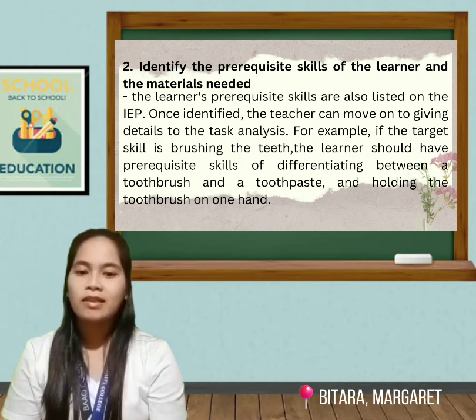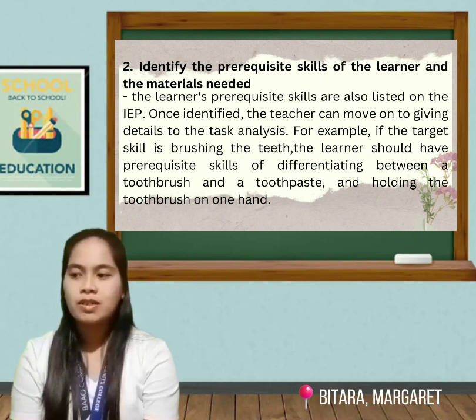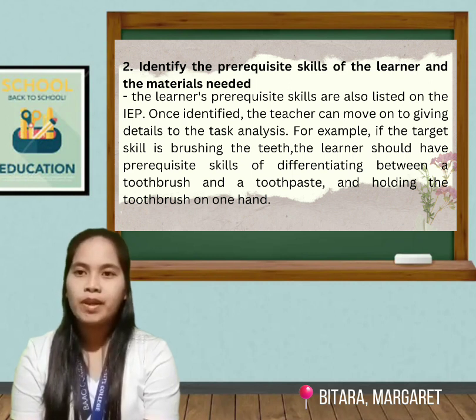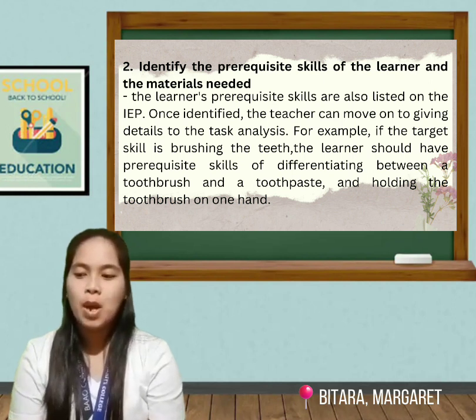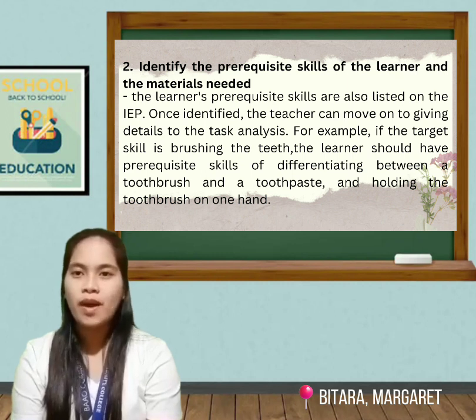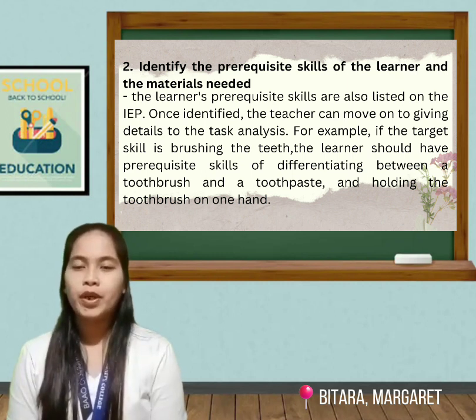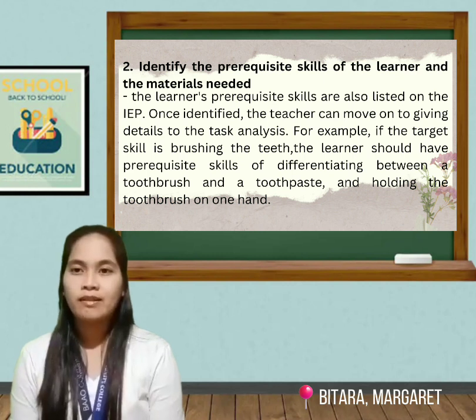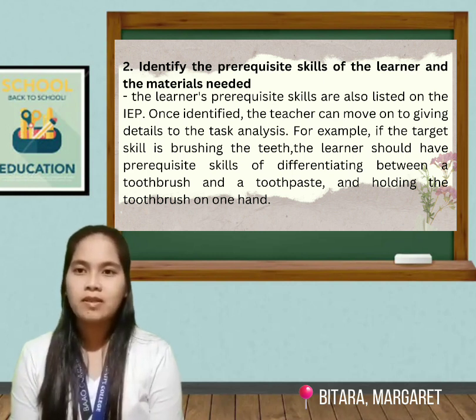Once identified, the teachers can move on to giving details to the task analysis. For example, if the target skill is brushing the teeth, the learner should have prerequisite skills of differentiating between a toothbrush and a toothpaste and holding the toothbrush in one hand. If the prerequisite skills are not yet present, the target skill should be redefined.